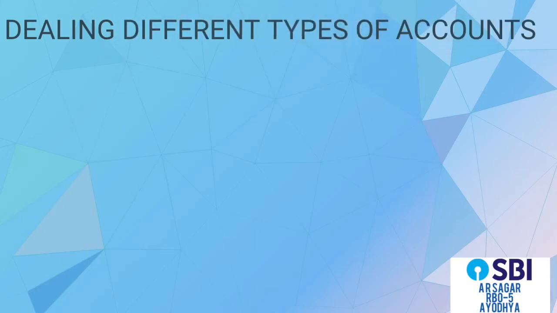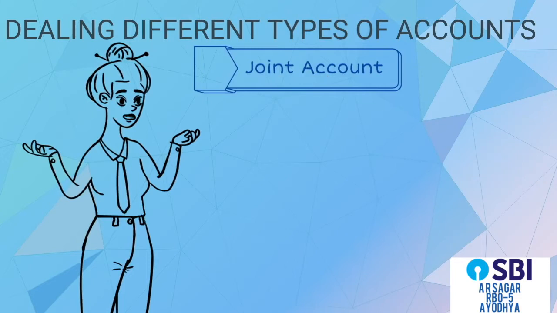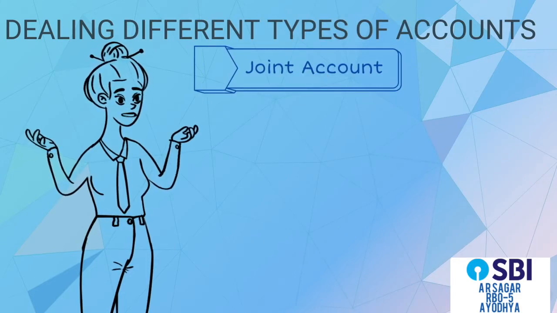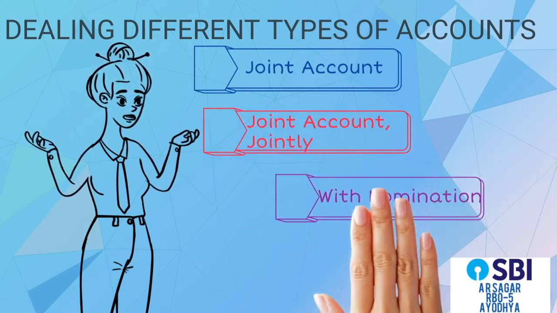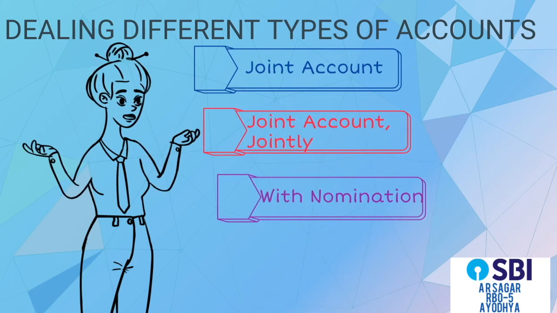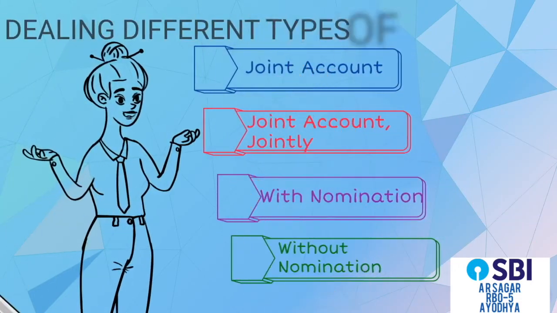We have different types of accounts and every account has to be treated differently. Joint account with survivorship clause: it will be payable to the survivor. Joint account without survivorship clause: it will be payable to survivors and legal heirs jointly. Sole name with nomination: payable to nominee on identification. Sole name without nomination: payable to legal heirs without legal representation.